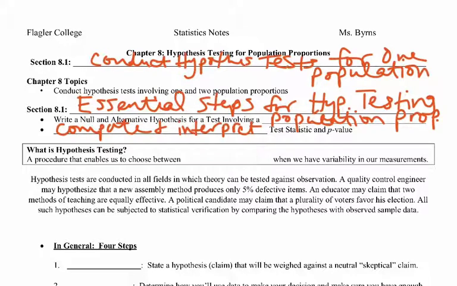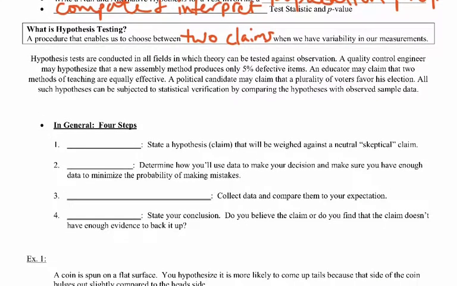So what is hypothesis testing? It's a procedure, generally speaking, that enables us to choose between two claims about a population. And we're going to look at a sample and make a decision about those two claims based on what we see in our sample. Hypothesis tests are conducted in all fields in which theory can be tested against an observation. In any level of research, if you ever go to grad school and you ever do any kind of research, it's probably going to involve some type of hypothesis testing.